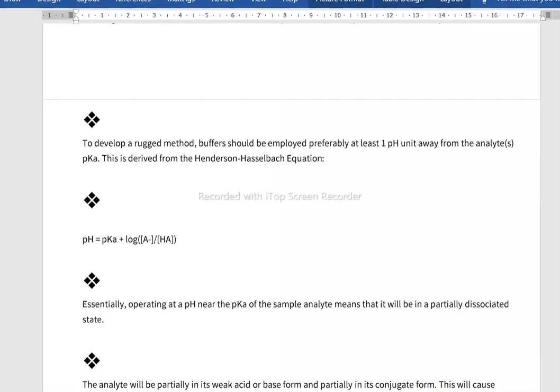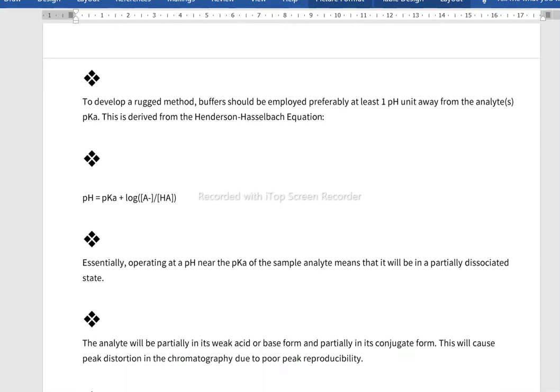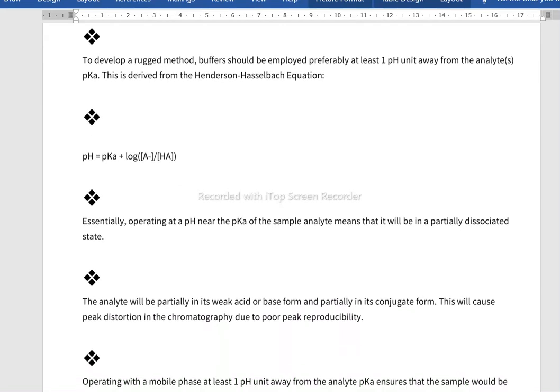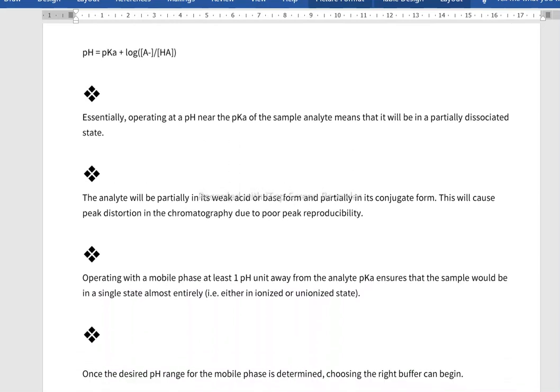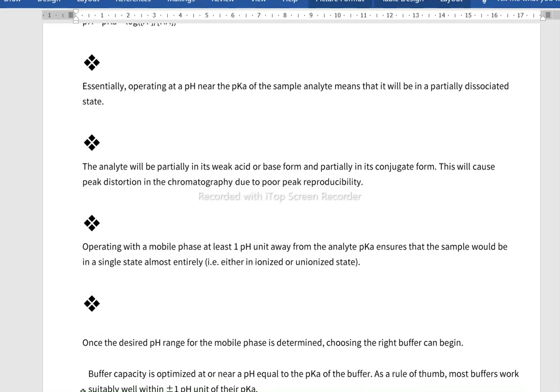Essentially, operating at a pH near the pK of the sample analyte means that it will be in a partially dissociated state. The analyte will be partially in its weak acid or base form and partially in its conjugate form. This will cause peak distortion in the chromatography due to poor peak reproducibility. Operating with a mobile phase at least one pH unit away from the analyte pK ensures that the sample will be in a single state almost entirely, either ionized or unionized.